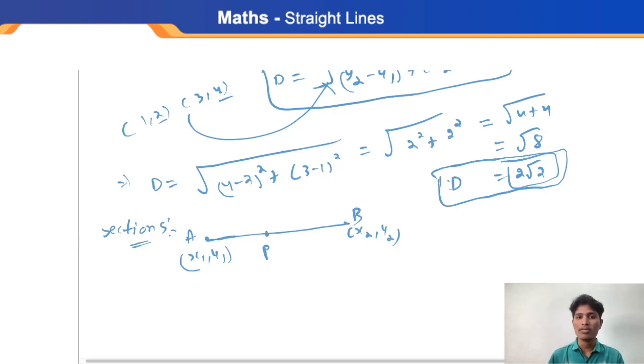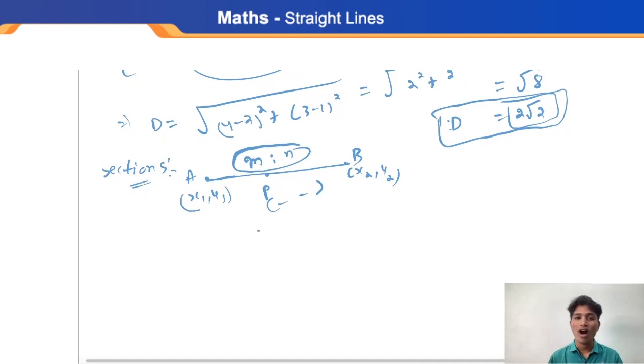The point which I am searching will divide the AB line in the ratio m is to n. Suppose this is the ratio, it is dividing at this point. So I have to find the coordinates of this point. How can I find the coordinates? The formula for this is: suppose this point P has coordinates x comma y. The point x comma y is dividing the line AB in the ratio m is to n.